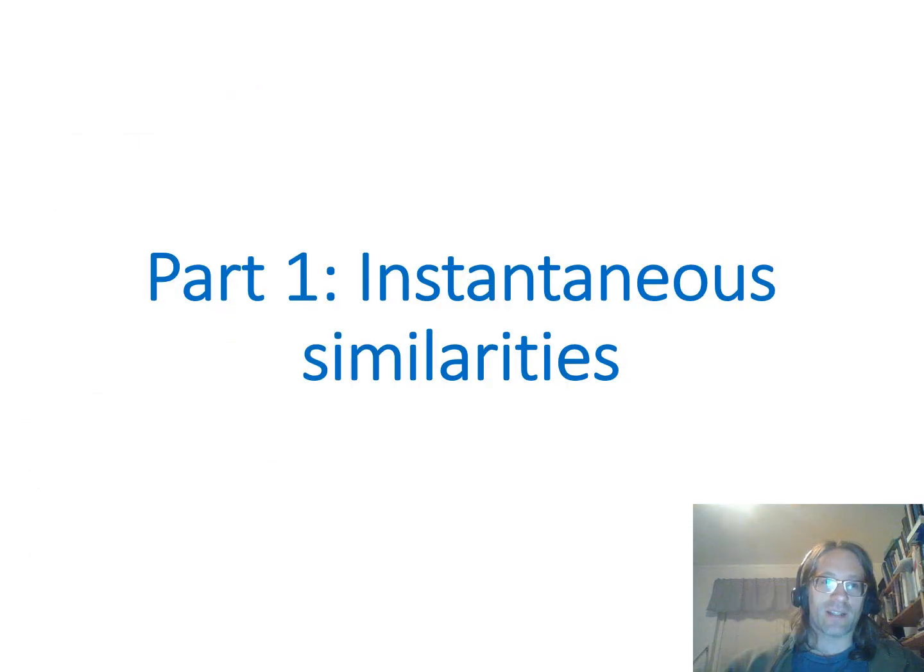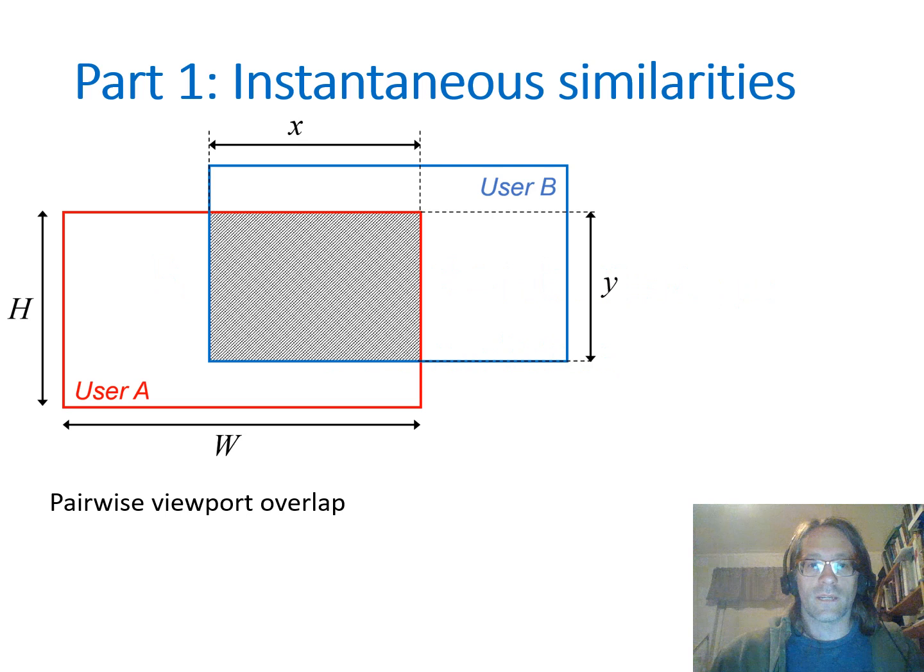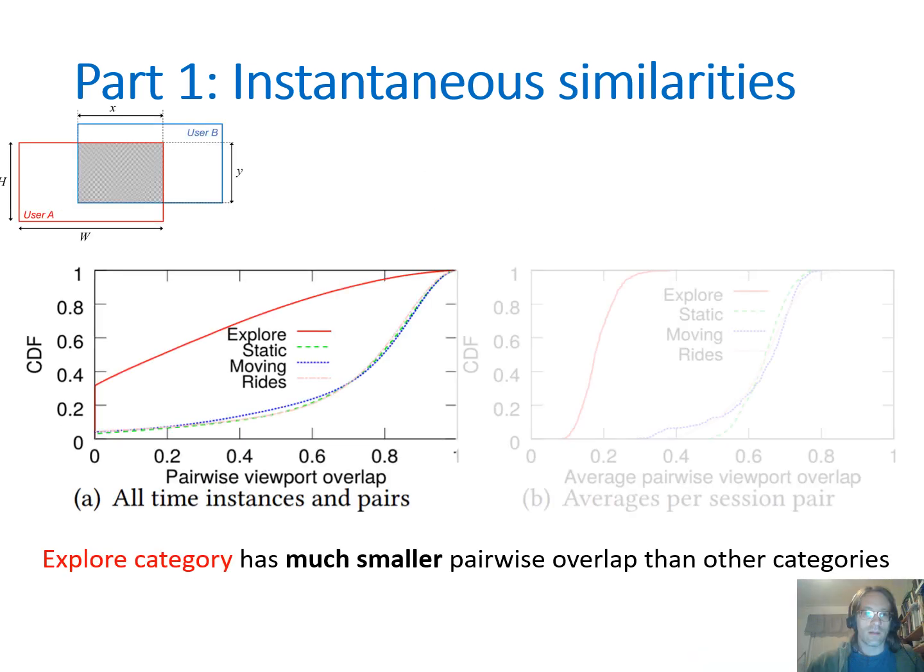We split our analysis into 3 parts. In the first part, we focus on the instantaneous similarities. Here we have user A in red and user B in blue, so their viewports. And the area in gray is then the viewport overlap. That's going to be the focus here. Now let's look at the CDF of the instantaneous pairwise overlap for the different video categories.